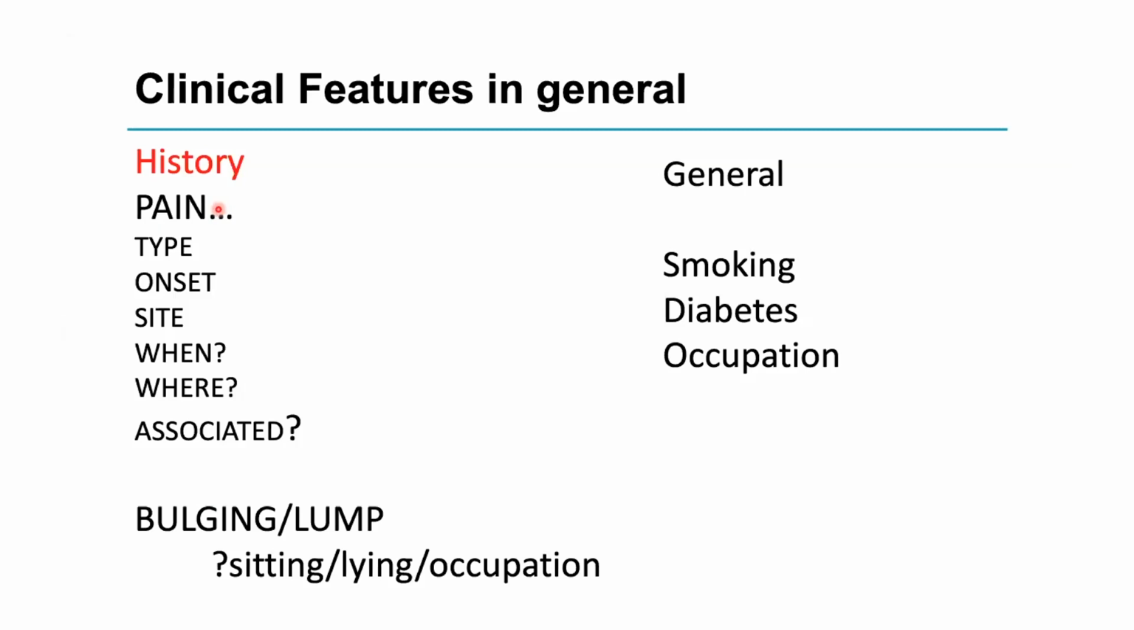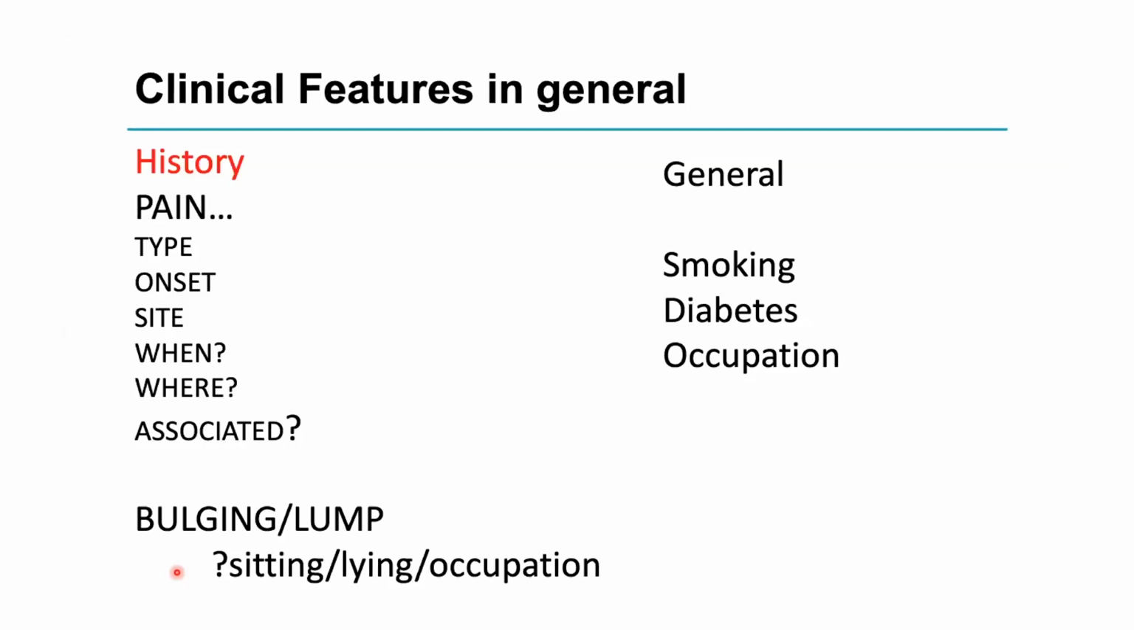With any history of pain, I'm not going to go over how to take a history of pain again, but the typical questions are, what's the type of pain? Is it dull, sharp, onset, site? When does it occur? Where does it occur? And associated features. If there's a lump or bulging, where's the bulge or lump? And very specifically, a very useful question is, does it appear on sitting, standing, lying down? And often it would be worth asking a more direct question, that is, does it disappear when you lie down?